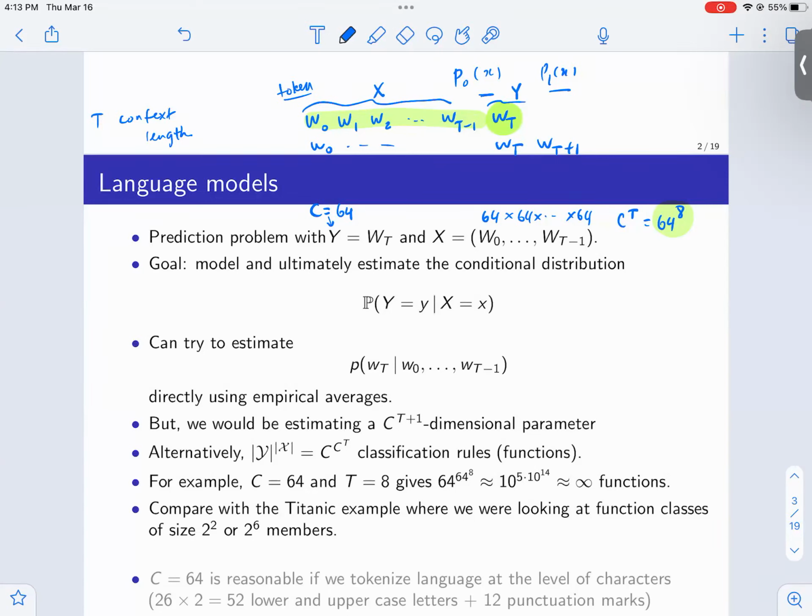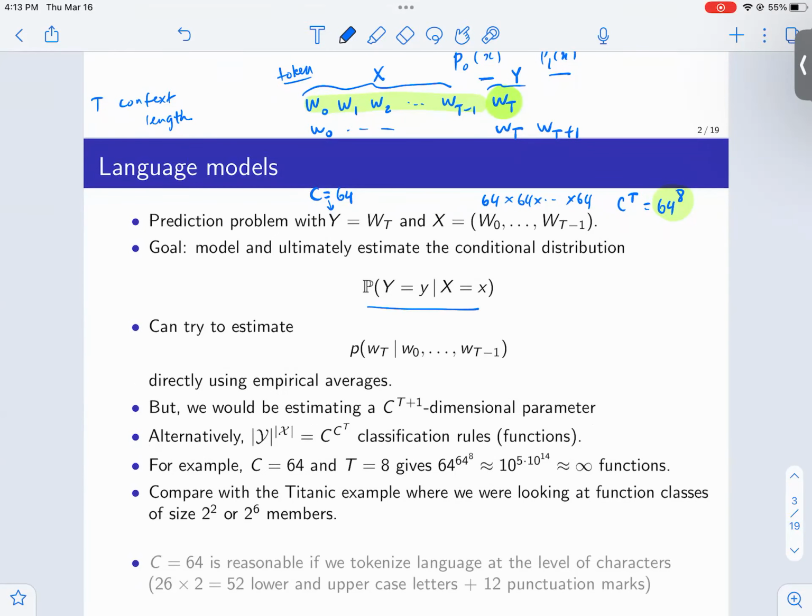What is the difficulty? The difficulty is that there are too many choices. If I want to estimate this conditional distribution, that's what we care about. Based on this, you can get the optimal rule. I can try to estimate this probability mass function. So x is like these, and I have to estimate this. This will have c to the t plus 1 parameters. Each one of these probabilities for different choices of this would be one parameter that I have to estimate. I have to estimate this entire distribution.